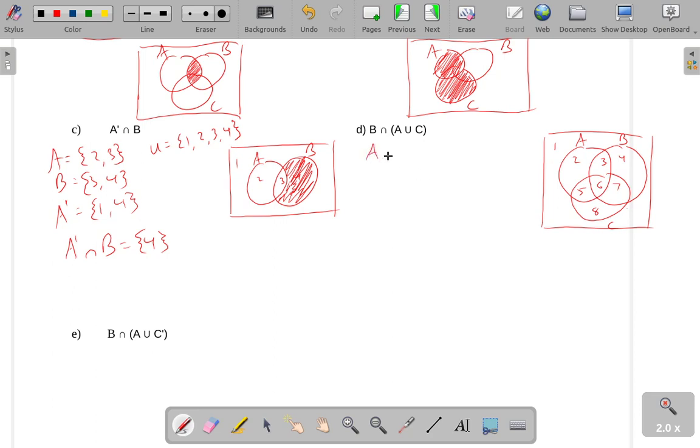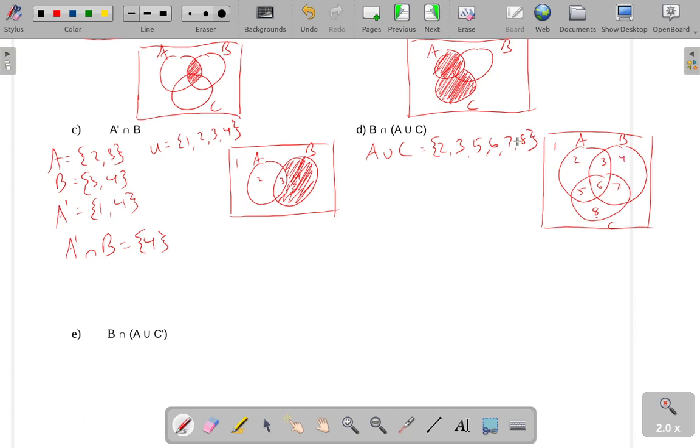Alright, so first off I'm going to figure out what A union C is. A is regions 2, 3, 5, and 6. C is regions 5, 6, 7, 8. If I'm taking their union, that means I can start off with 2, 3, 5, and 6. Start off with all of A, and then tack on anything from C that was missed, so 7 and 8.